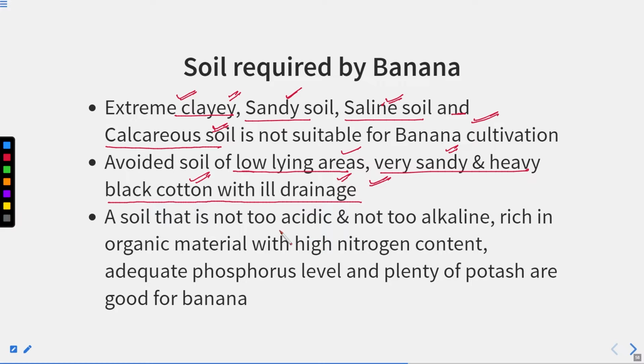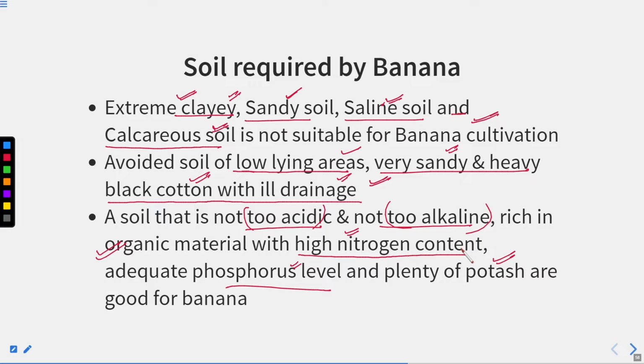A soil that is not too acidic, not too alkaline, rich in organic material with high nitrogen content, adequate phosphorus level, and plenty of potash is good for the banana. So first thing, it should not be too acidic and it should not be too alkaline as well, but it should contain a lot of organic material that is rich in nitrogen content, phosphorus, and potash. So that type of soil is very good for the growth of the banana.